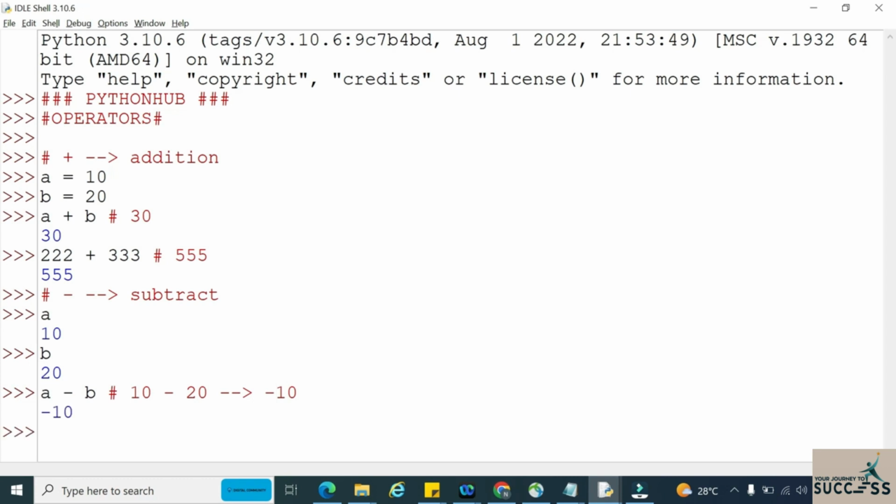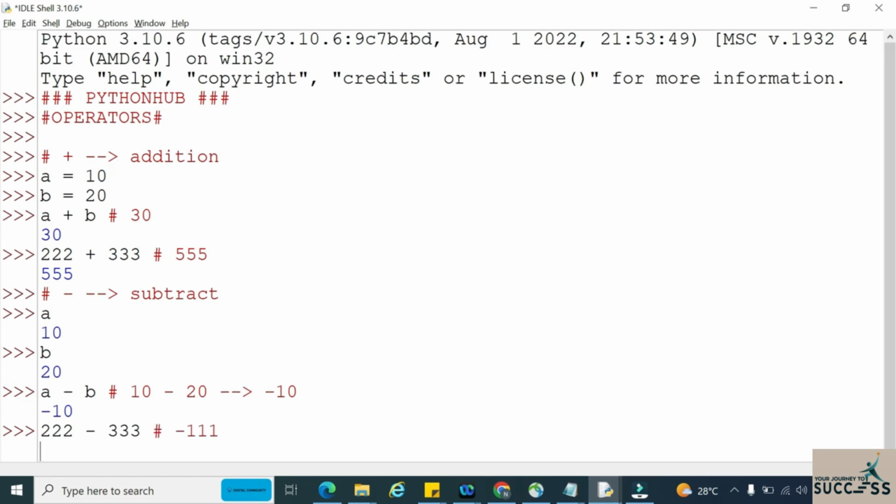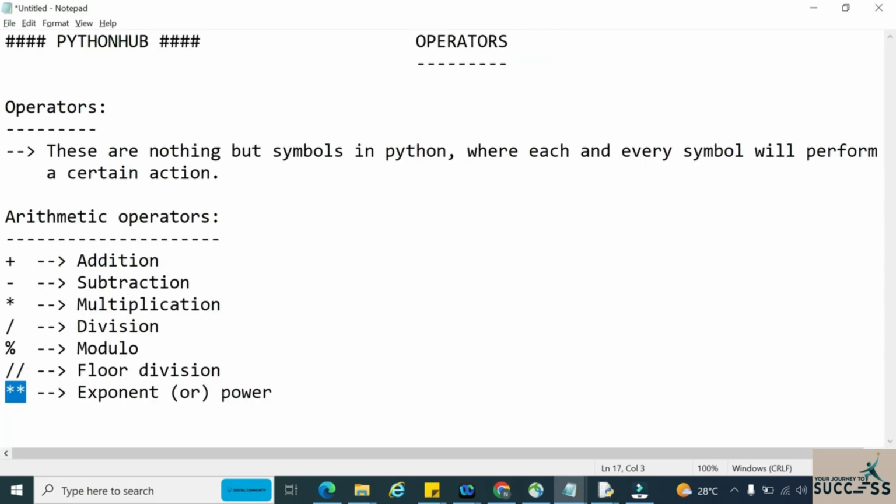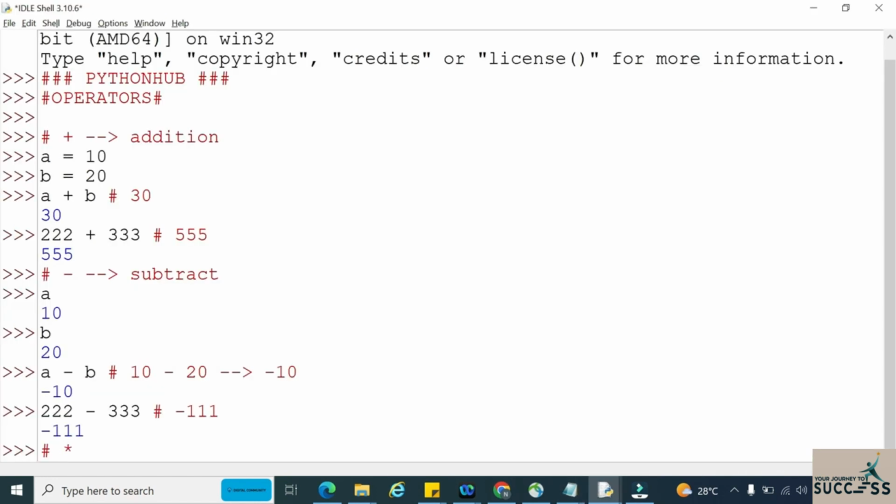Now let me explain with one more example. 222 minus 333, so obviously the output will be minus 111. So in this way we can find the subtraction of two numbers in Python by using the minus operator. Now the next thing is nothing but multiplication. Multiplication in Python we can do by using this symbol.